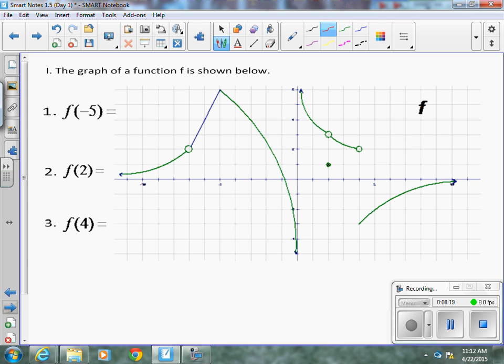Let's try some. F of -5 is simply asking for the y value at -5, and you'll see that it is 6. F of 2 is going to be 1. I know that the graph is up here, but we're looking for the y value, which is down below at the point. F of 4 is going to be -3. You're looking for where the point is, not the open circle.